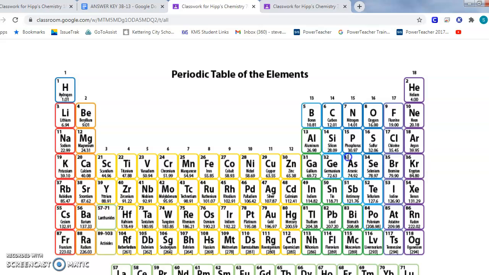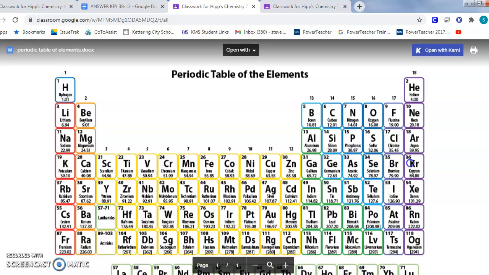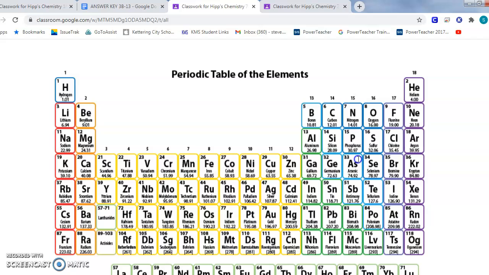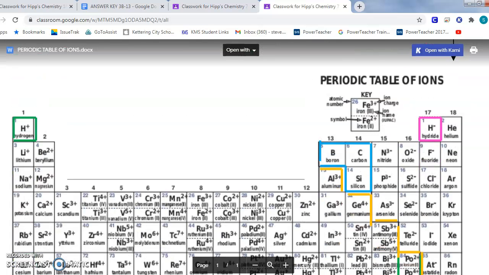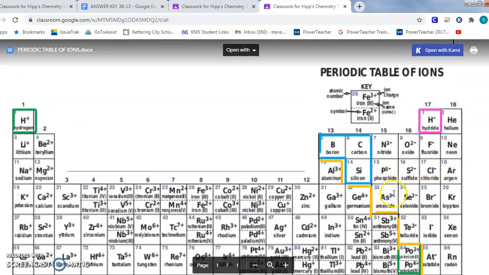So it has 33 positives. If it's gained 3 more negatives than positives, it would have 1, 2, 3 more, giving it 36. Just like krypton, that would satisfy the octet rule. Arsenic would satisfy the octet rule. Looking on this table, arsenic for sure wants to become the arsenide ion.